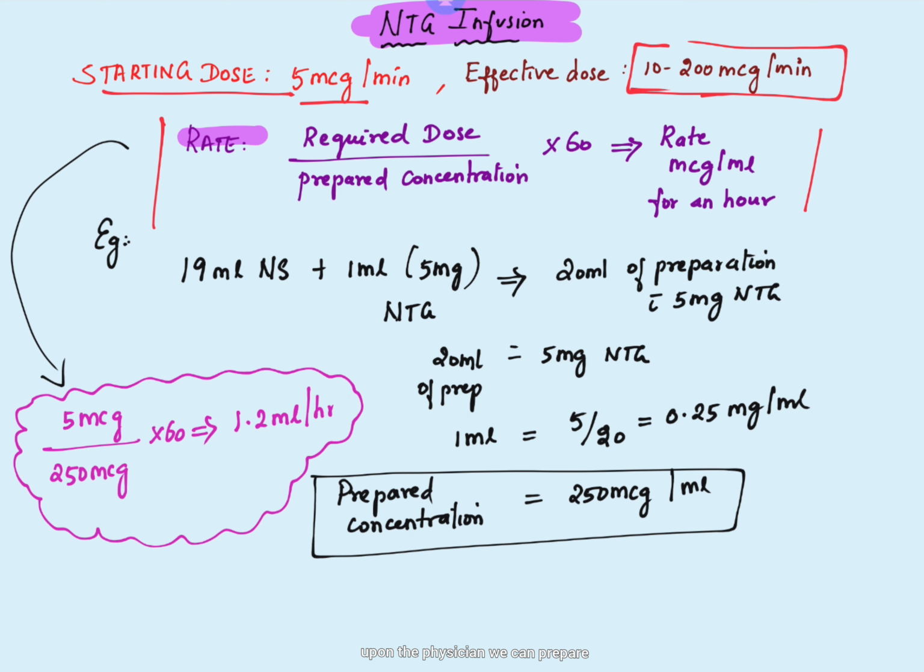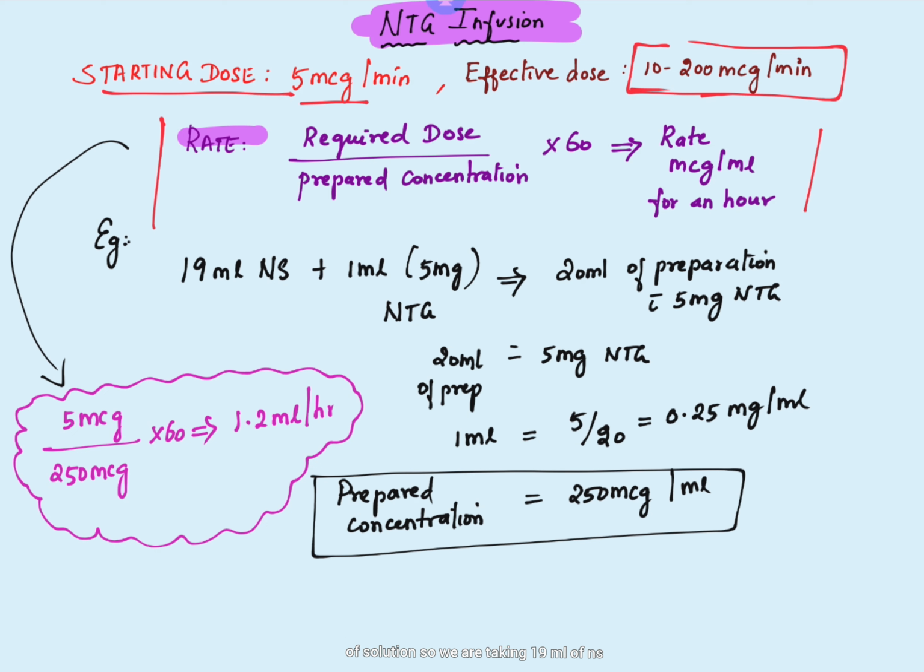We can prepare the NTG with NS in various combinations. For example, I took one example for you guys. We know in infusion pumps we can install a 20 ml syringe or 50 ml syringe depending upon the infusion pump. So the preparation should be in 20 ml of solution.